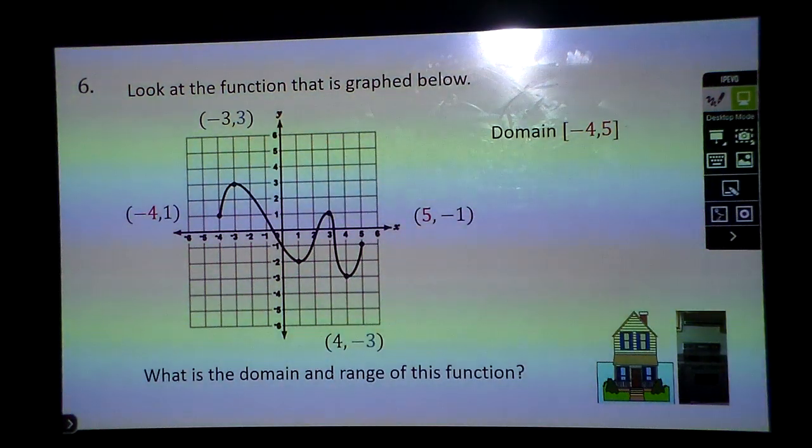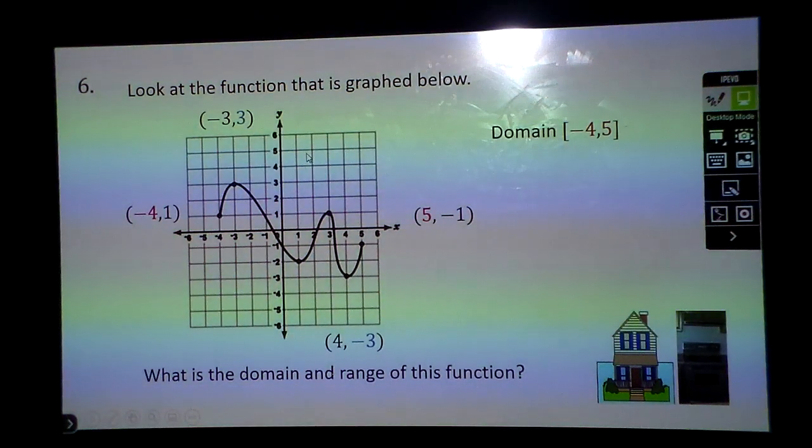So I'm looking for the point with the furthest x. Notice this point is the furthest left, and this is the point furthest right. That's why I'm looking at this -4, 1, and this 5, -1. But domain is only the x. So the furthest x is -4, and then 5.